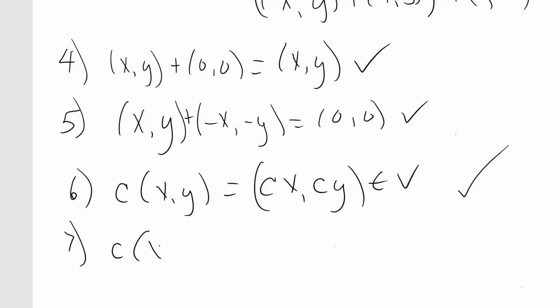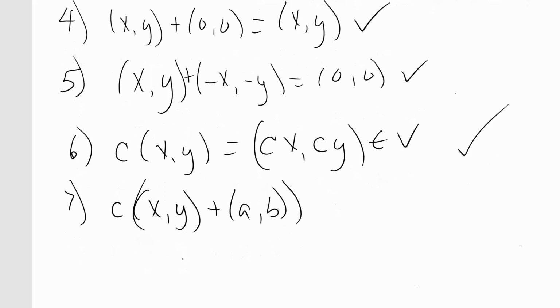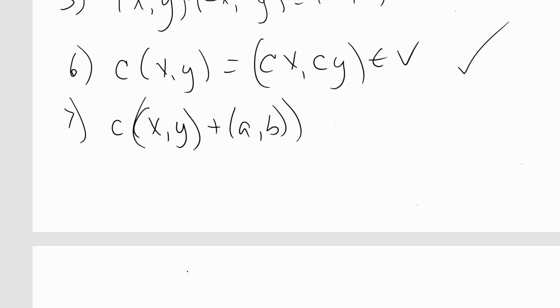Number 7 says c times ((x, y) plus (a, b)). So I'm going to do a scalar times the addition of 2 vectors. And this says it doesn't matter if you do the addition or the scalar multiplication first. So I need to show this.